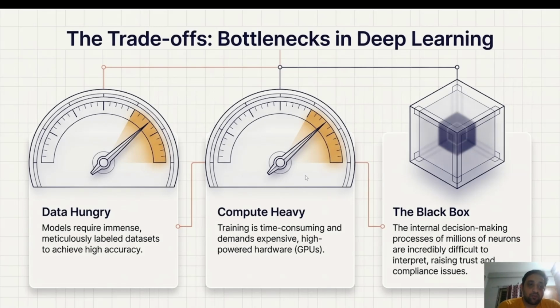The black box problem. This is the most philosophically troubling challenge. When a deep learning model makes a decision, it's often impossible to explain why it made that decision. When a model denies someone a loan, can you tell the customer why? When a medical AI flags a tumor, can a doctor understand the reasoning? This lack of interpretability raises serious concerns in regulated industries like healthcare, finance, and law.